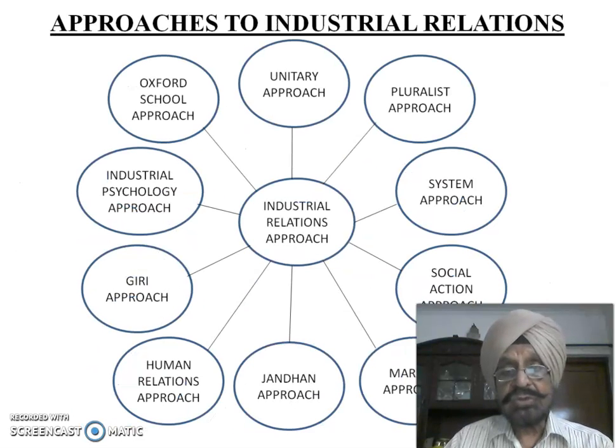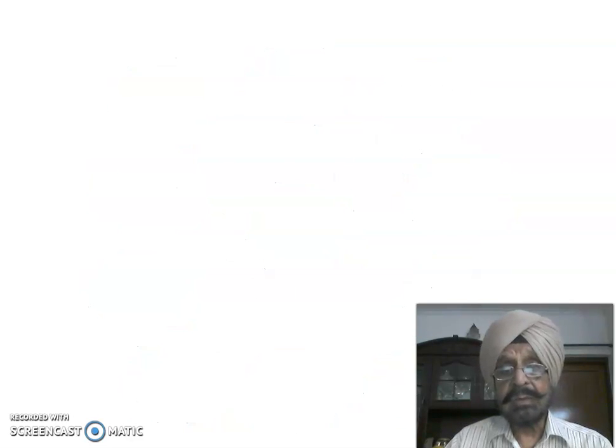So, approaches to industrial relations. We'll go through the approaches to industrial relations, with industrial relations in the center. Starting from the middle, the unitary approach. We will study all these things in the subsequent lecture. That is the pluralistic approach, system approach, social action approach, Marxist approach, Gandhian approach, human relations approach, Giri approach, industrial sociology approach, and Oxford School approach. So let's see one by one.